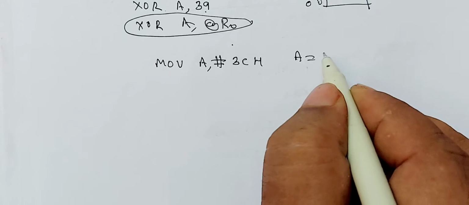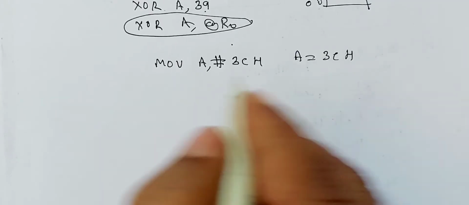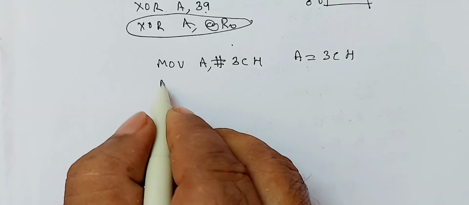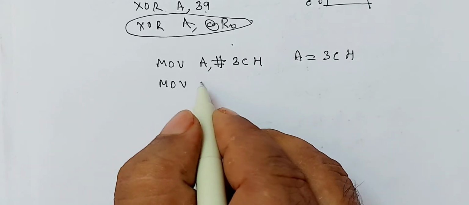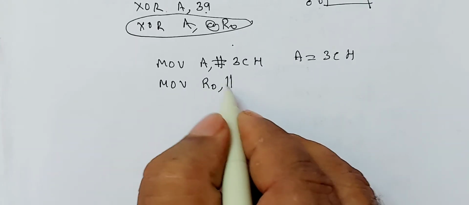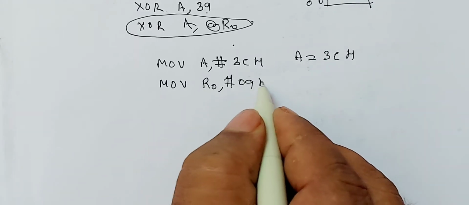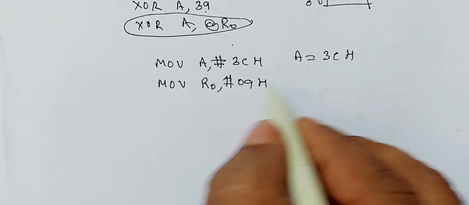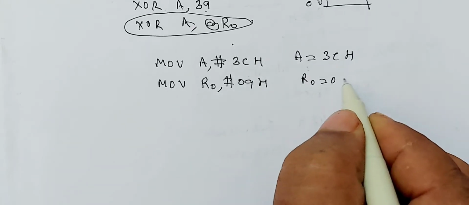Now A contains the value 3CH. I will give the address for R0. I will take R0 as 09H. So 09H is loaded to R0. Now R0 is equal to 09.